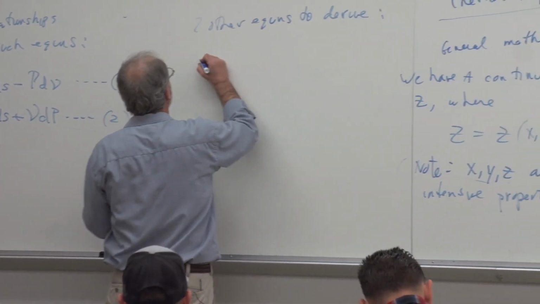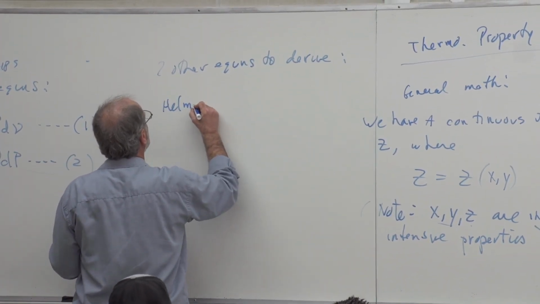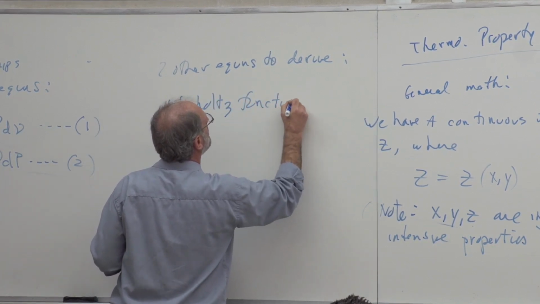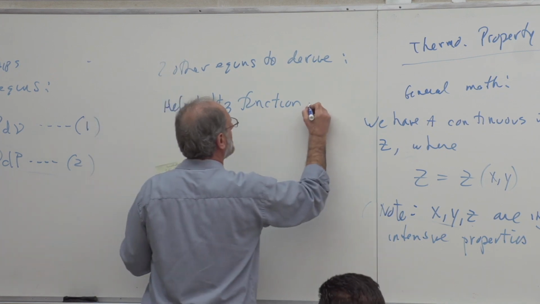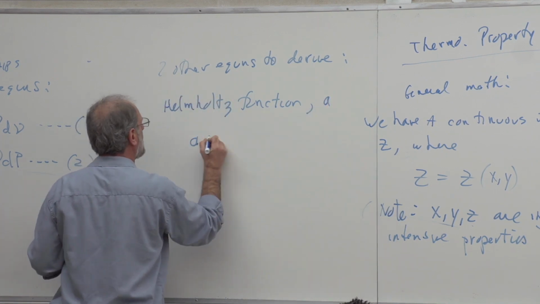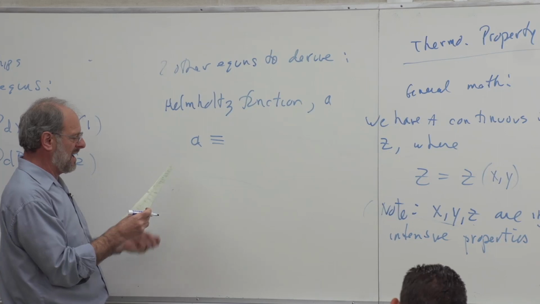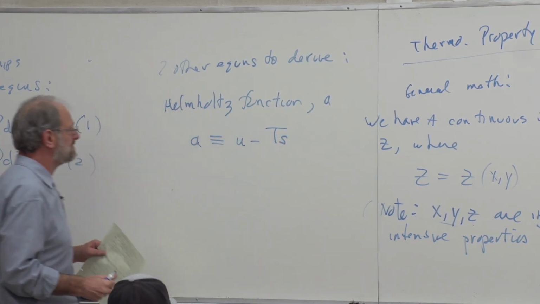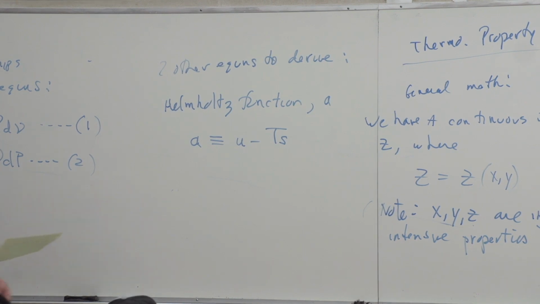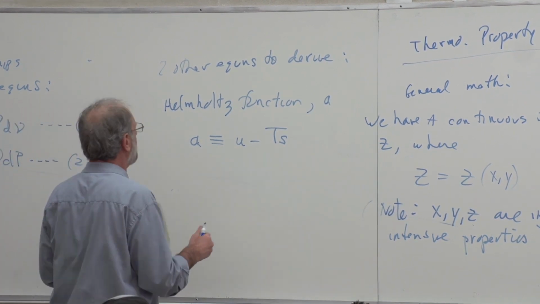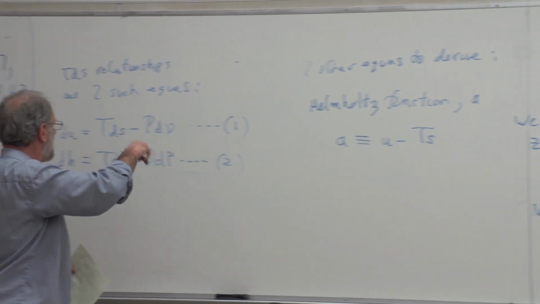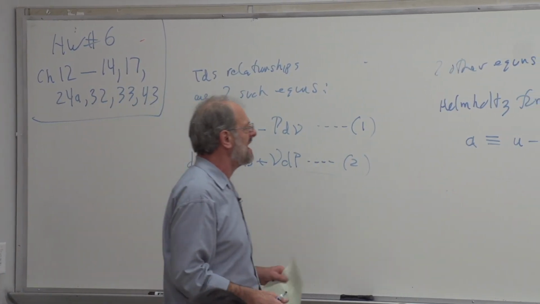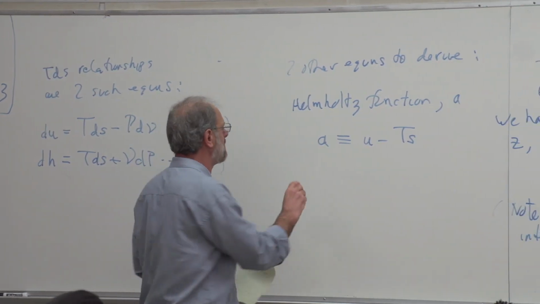So the first equation is called the Helmholtz function. And the Helmholtz function is just a. And a is simply defined as u minus Ts. Okay. So this is the first equation. Now I need to get that in the same form as equations 1 and 2. In other words, I need to put them in the form of equation A. So let's just take a derivative.